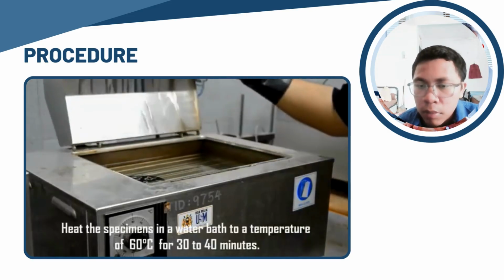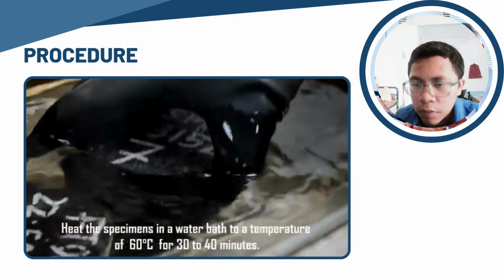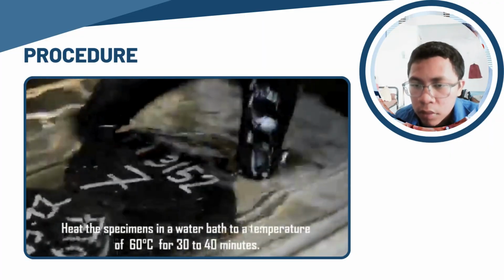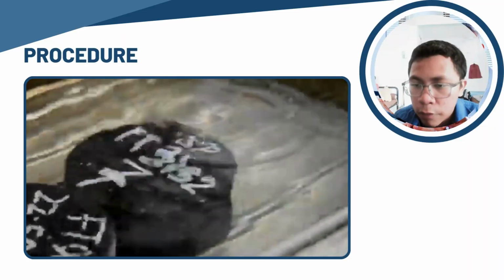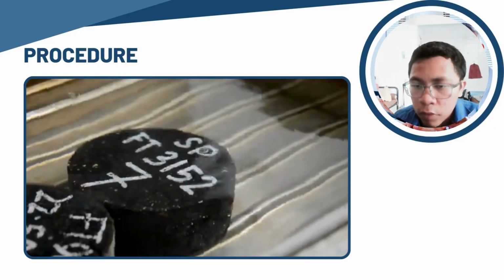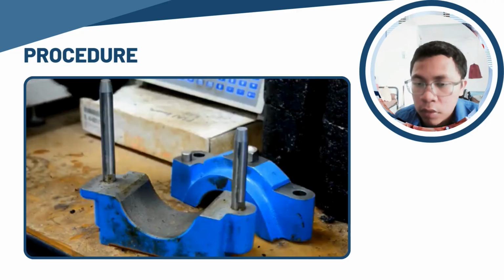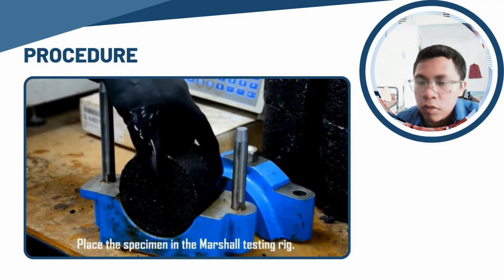specified in the design. Heat the mix specimen in a water bath to a temperature of 60 degrees Celsius for 30 to 40 minutes. Reverse and reassemble the mold and apply the same number of blows to the reverse face of the asphalt mix. Place the specimen in the Marshall testing rig.